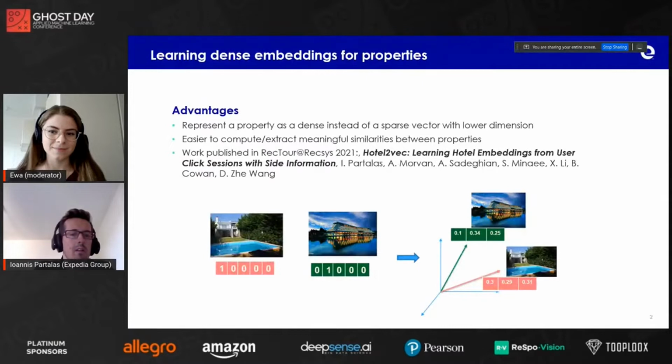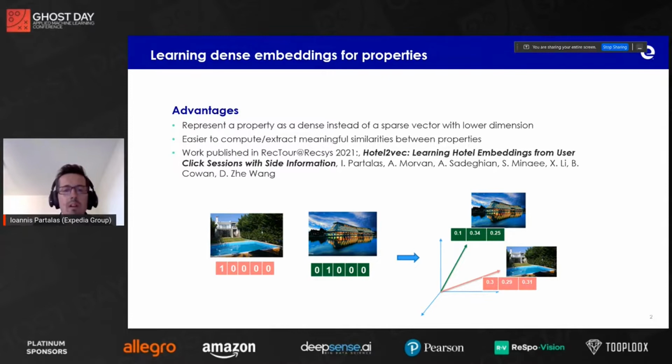The reason we want to do that is very obvious: we want to have meaningful similarities between properties. In our case, you have hotels and vacation rentals when you go on our website, or any of the Expedia websites, and you want to book something. So we would like to represent properties with a dense vector, and be able to extract meaningful similarities.